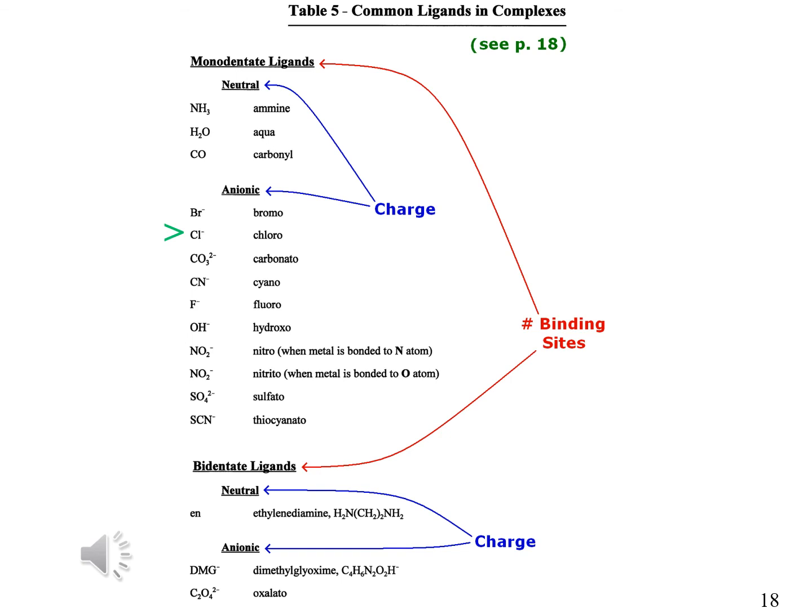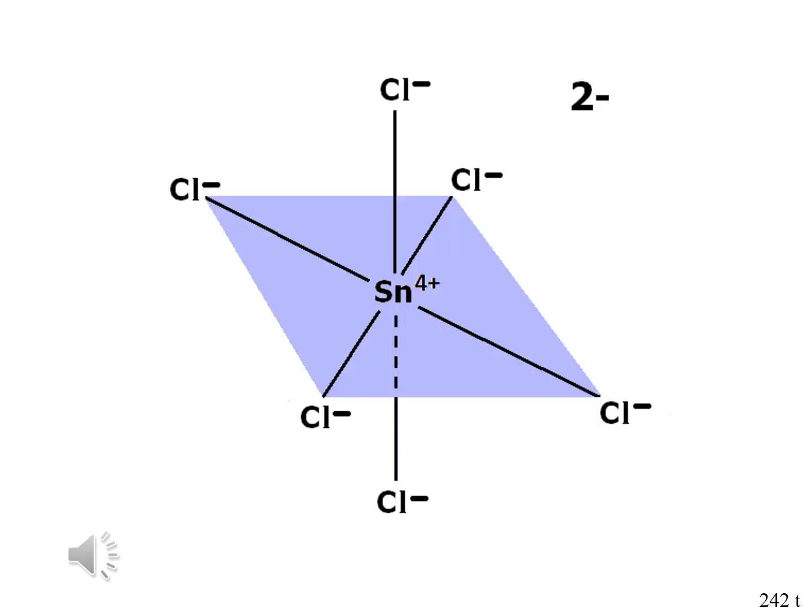The first complex on that last page is SnCl6. If you look up Cl in the ligand table, you can see that it's monodentate and that it also has a charge of -1. We showed this in a picture, which is an octahedron shape, before. So the first question is, what is the coordination number of this complex? Well, if you look at the tin, there are 6 bonds to it, and that is the coordination number.